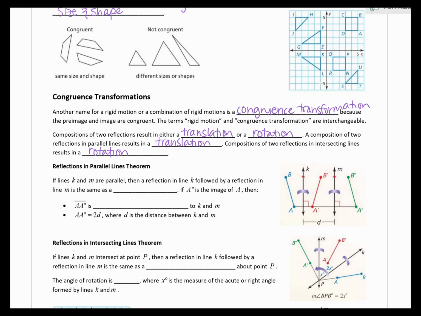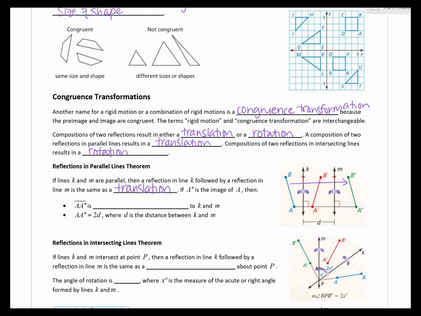Here we're talking about reflections in parallel lines. I have two parallel lines, K and M, and we're reflecting BA through this mirror line, or line of reflection, over to B prime, A prime, and then we're reflecting it over M to get B double prime, A double prime. Really, we've just taken BA and translated it over to B double prime, A double prime. So this would be the same as a translation.